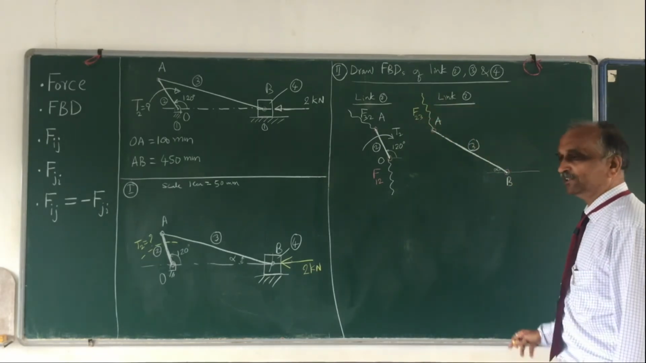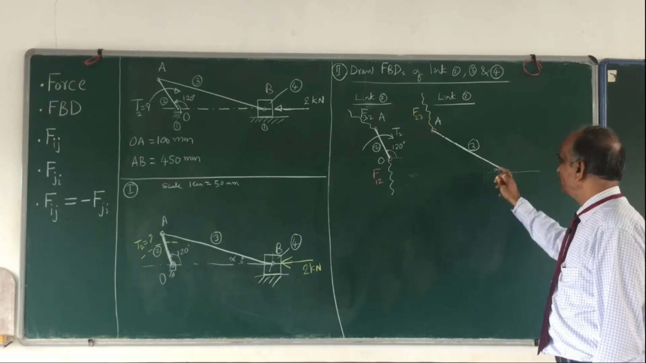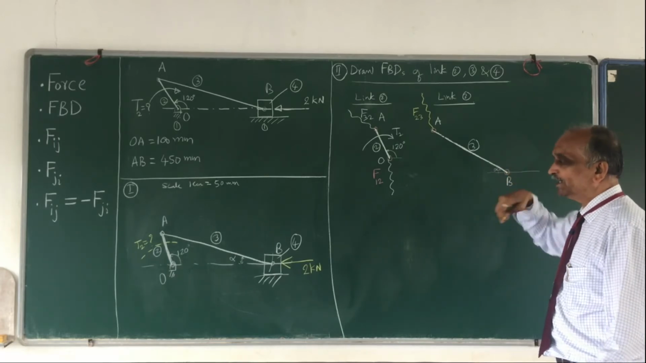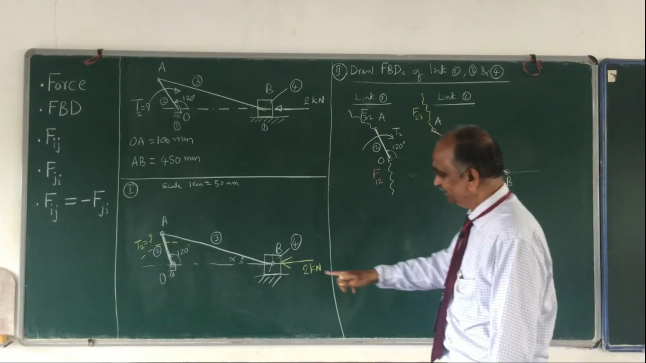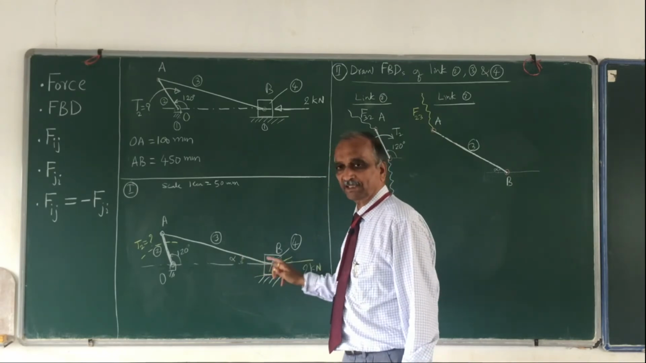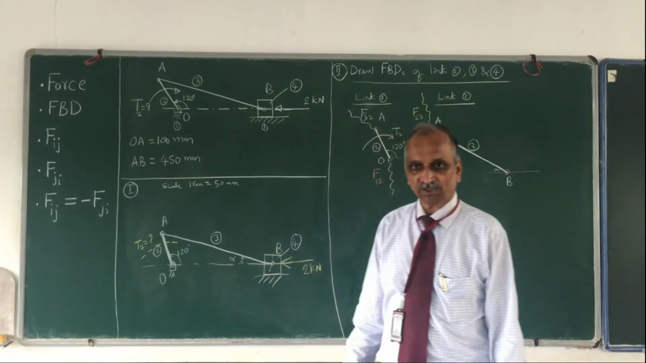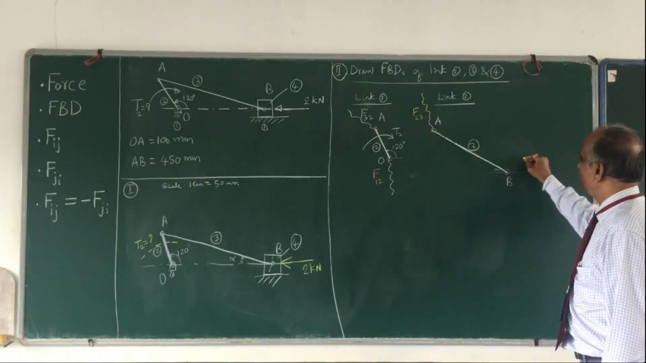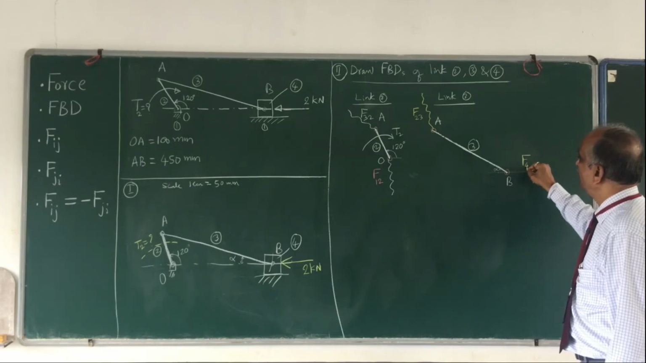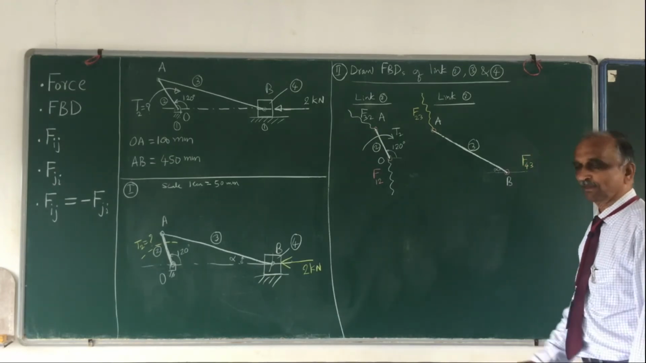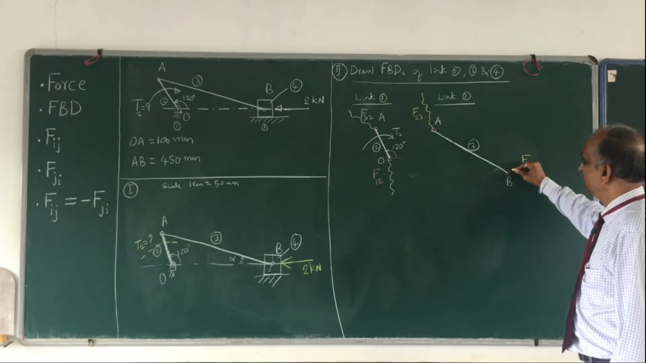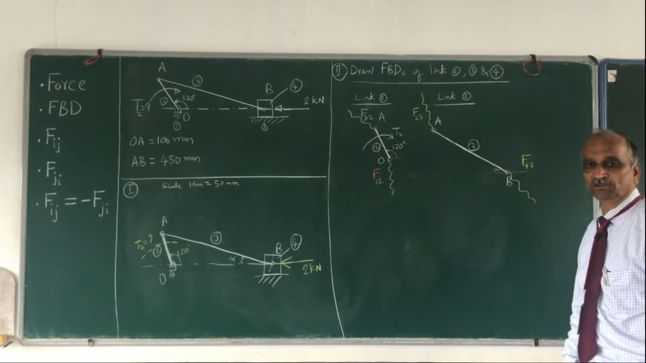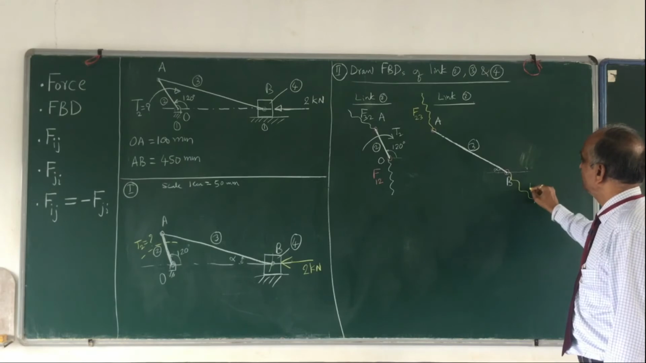On the same lines, at link 3, at point B, it has been isolated from 4. 3 and 4 are connected, 3 and 1 are not connected. So there is the effect of force from 4 acting on 3. What is the magnitude? Don't know. What is the direction? Don't know. What is the line of action? Don't know. But it passes through this point. So this is the force F43.